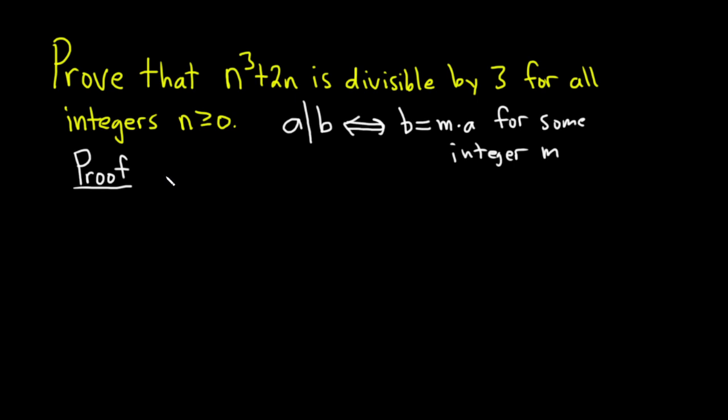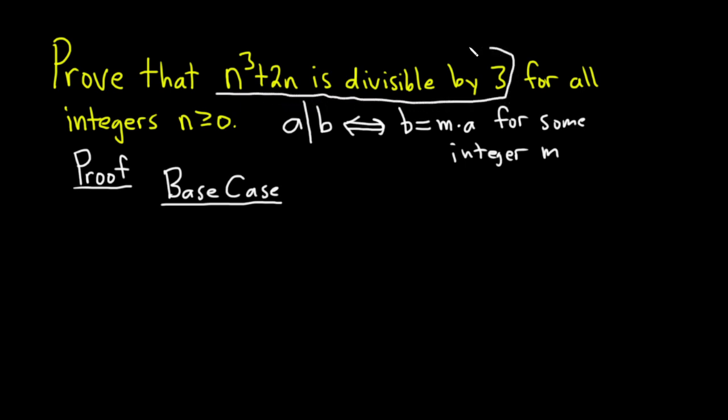Okay, in induction proofs, I always like to start with the base case, and I tend to write my steps. So base case. Our statement that we're trying to prove is this one right here. We want to show that n cubed plus 2n is divisible by 3. You could give this a name if you wanted, like P sub n or S sub n. It doesn't really matter. I'll just make up a name for clarity: S sub n.